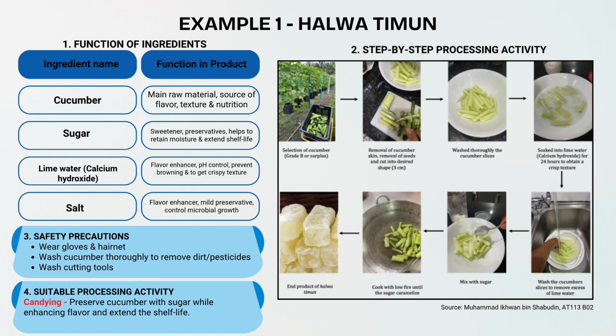The first example is on the product Halwa Timun by Mohammed Ikhwan from AT113 Batch 02. This product was developed for his AGB 300 BMC. Halwa Timun is a type of candy produced from cucumber. We may see here the ingredient lists and their functions or roles in the innovative product. On the right side is the step-by-step of the processing activity to produce Halwa Timun, in which each activity involved is supported with figures and explanations.